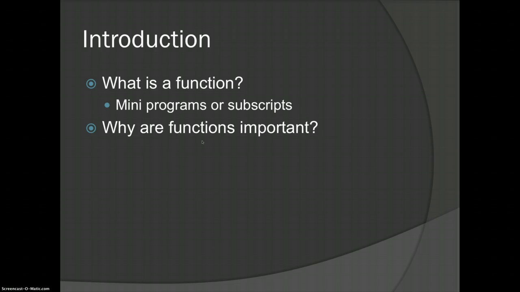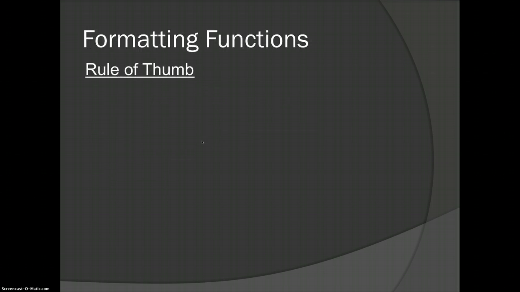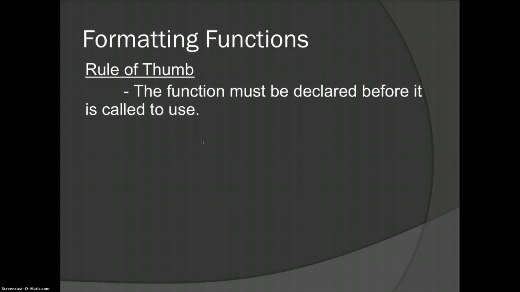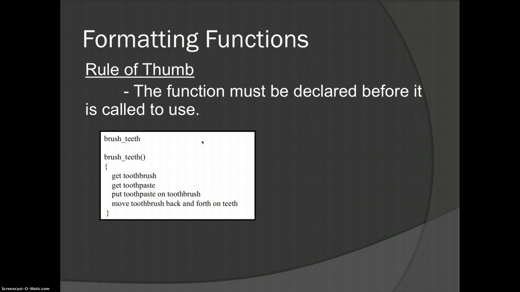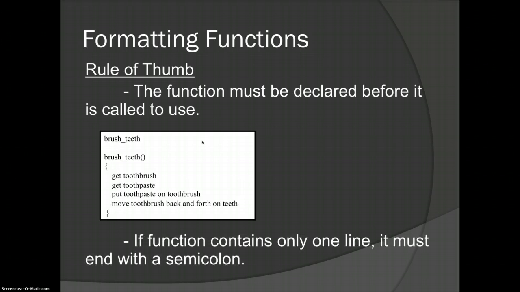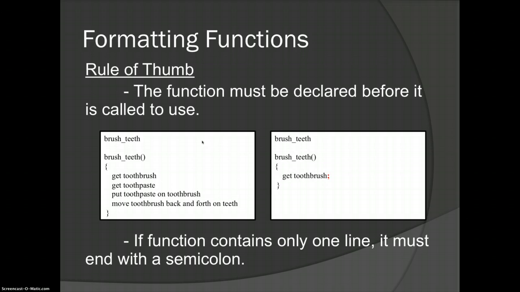Why are functions important? They're important for code reuse and editing. A few rules of thumb when formatting functions. The function must be declared before it's called to use. If it is called to use before it's created, you will receive an error. And if a function contains only one line, it must end with a semicolon, as shown, and the semicolon must be within the brackets.